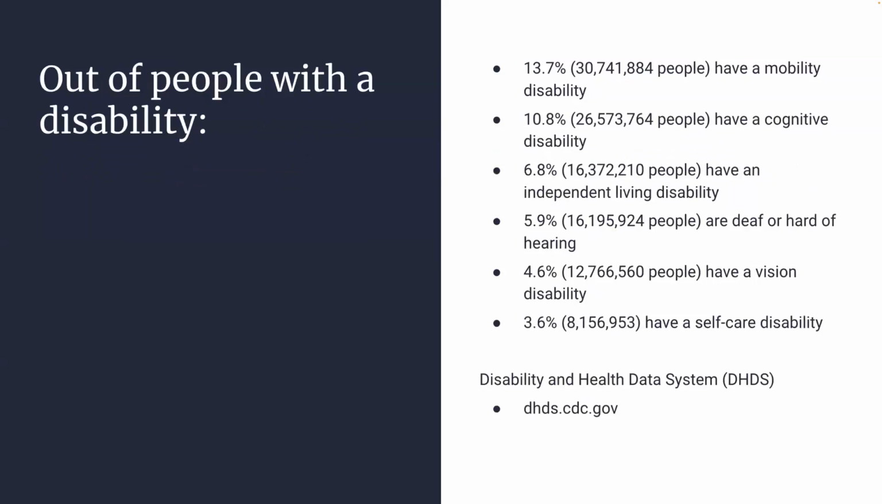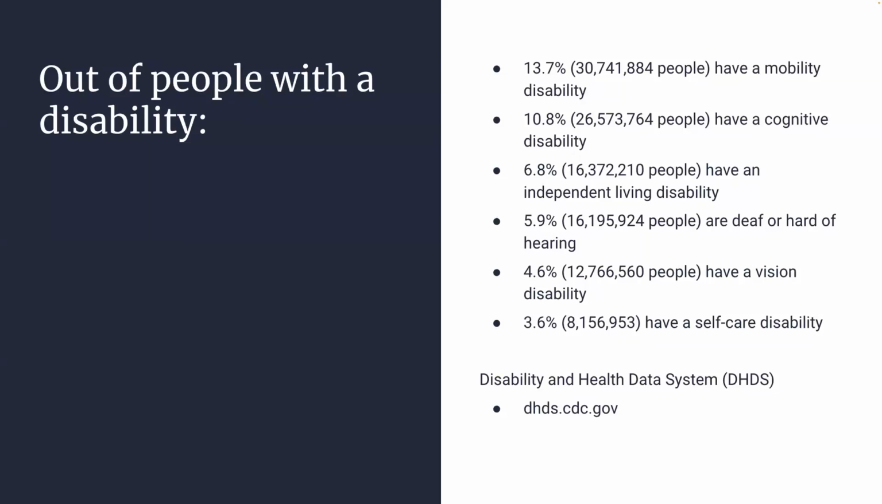The CDC goes on to state that out of people with a disability, 13.7%, or approximately 30.7 million people estimated in 2020, have a mobility disability with serious difficulty walking or climbing stairs. 10.8%, or approximately 26.5 million people, have a cognitive disability with serious difficulty concentrating, remembering, or making decisions. 6.8%, or about 16.3 million people, have an independent living disability with difficulty doing errands alone.